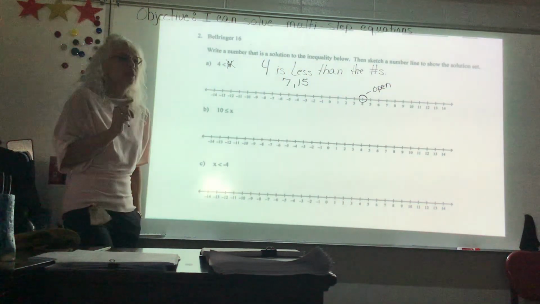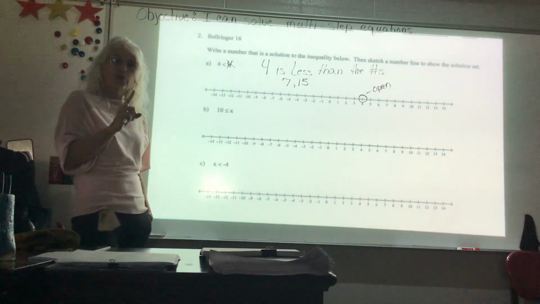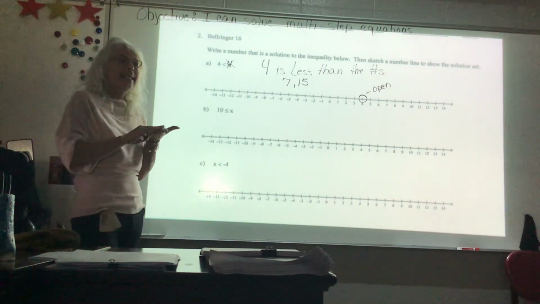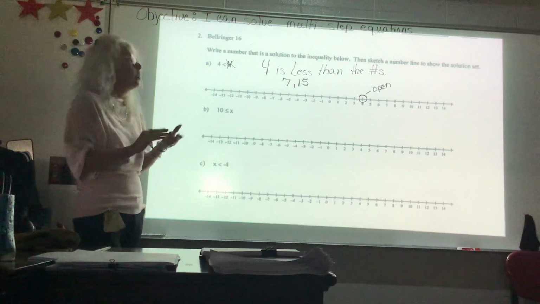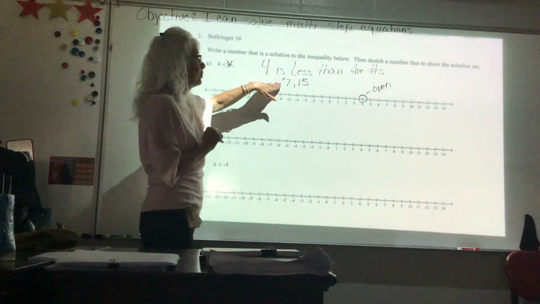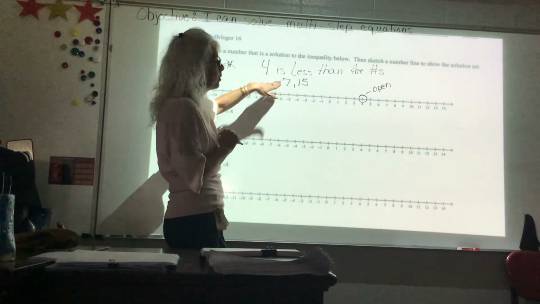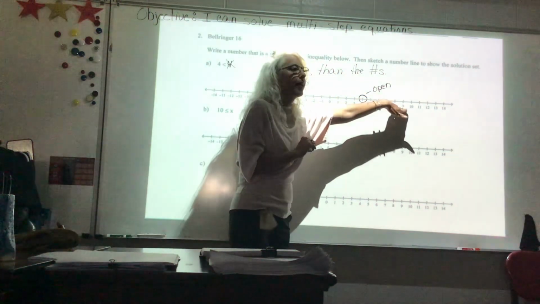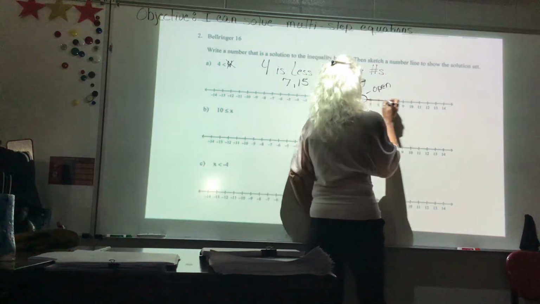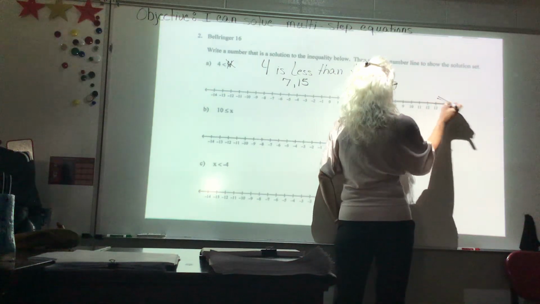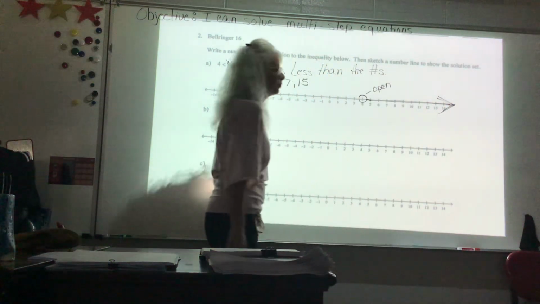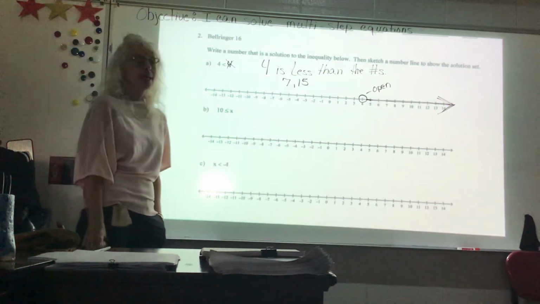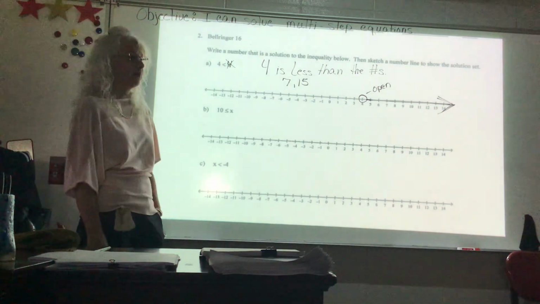Now we need to figure out, do we need to shade to the left or to the right? And we're shading the solutions. So here we have some answers, or some solutions. So would I shade to the left or to the right? To the right. Make sure I can see that shading really well. And do not put it above the number line. It needs to be on the number line like I've done for problem A.